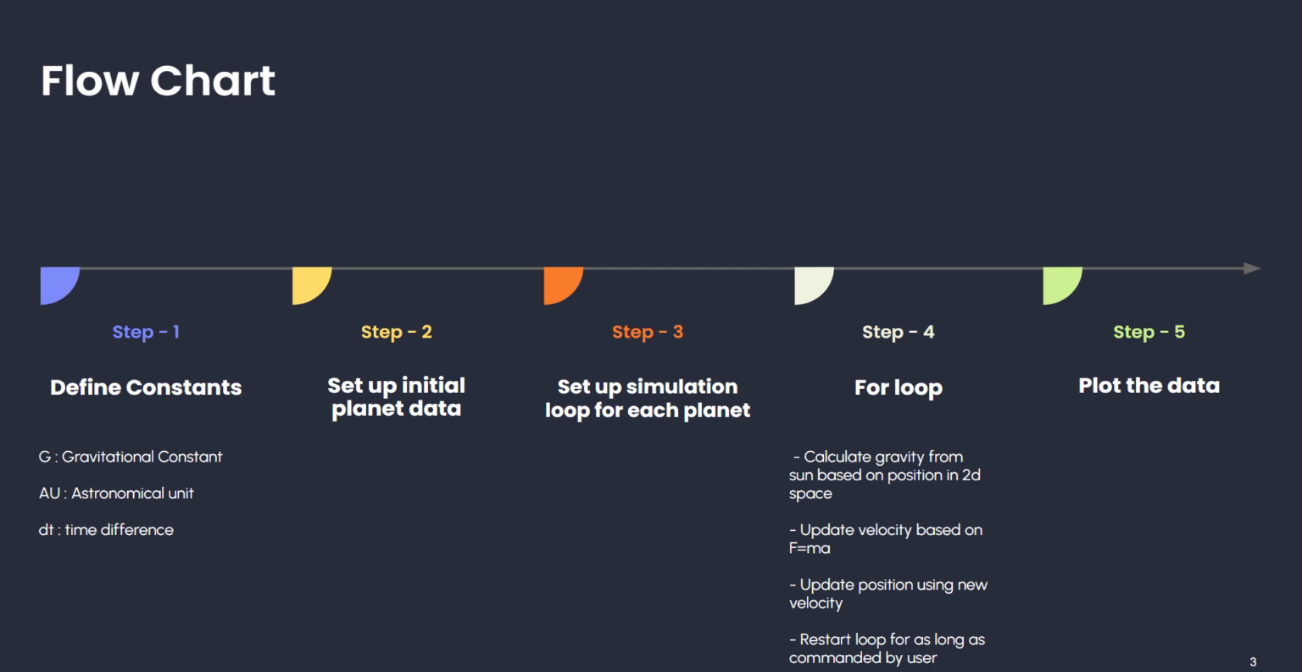The next step is to set up the initial planet data, which we got from NASA's website. This includes the planets' masses and initial positions and velocities. We then set up a simulation for each planet. This consisted of calculating the gravity from the Sun based on the position of the planet in 2D space, updating the velocity based on Newton's second law, and restarting the loop for each time step. We then plotted the data we got from the loop.